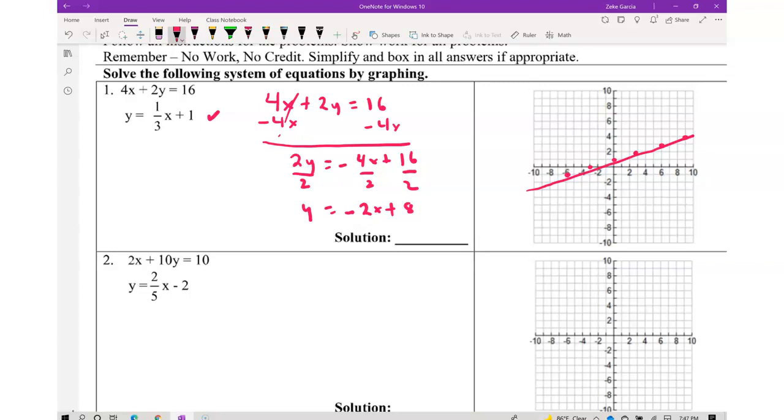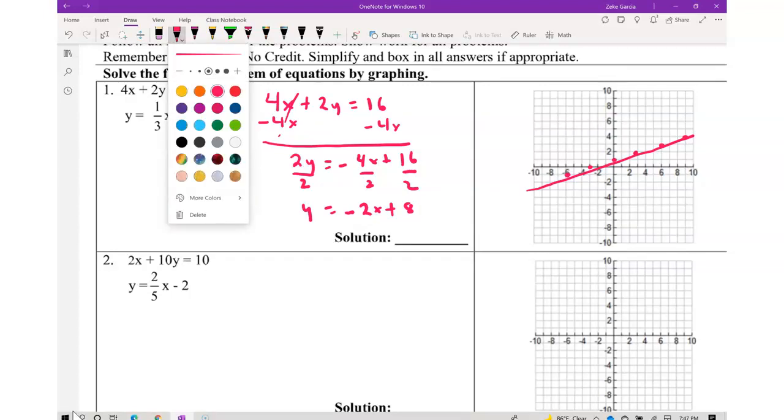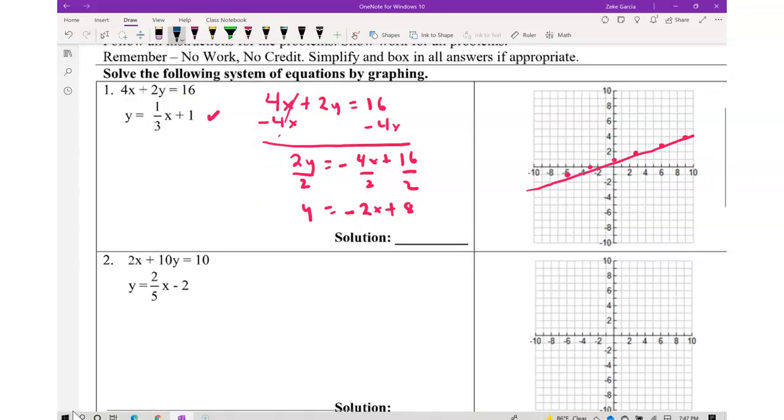So I'm going to use a different color so we can see the difference. I'm going to use blue here. So the y-intercept is 8. We're going to go down 2 over 1, down 2 over 1, down 2 over 1. And it appears that the answer is 3, 2.